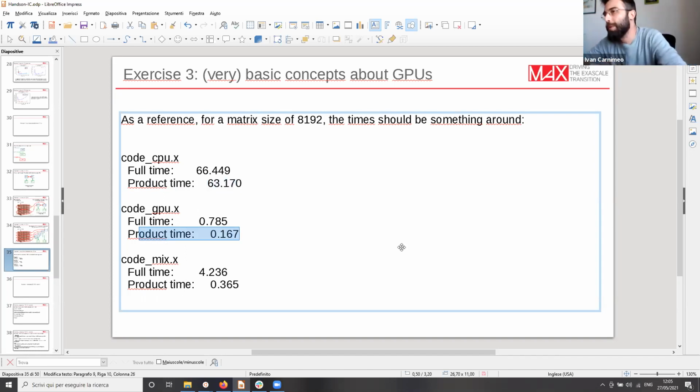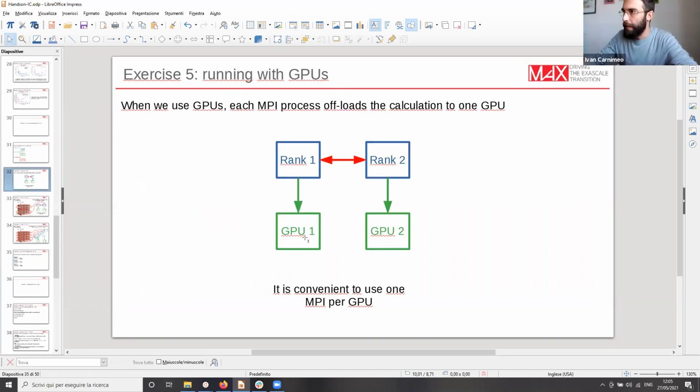What happens in Quantum Espresso? Of course, this is an ideal case because, as I said, you also have to consider the time for moving data, because as I said before, each MPI process offloads data to the GPU memory. So you have to add this communication, this offloading time, to the overall computational time.